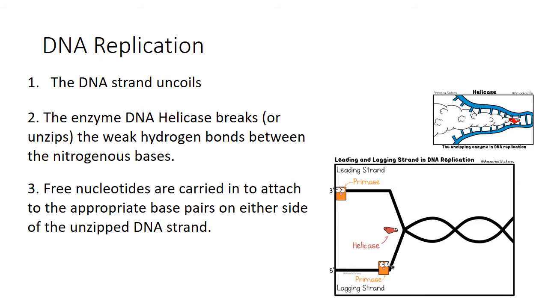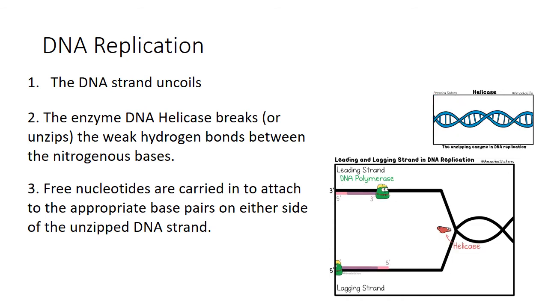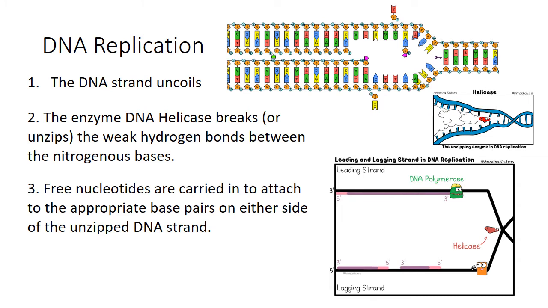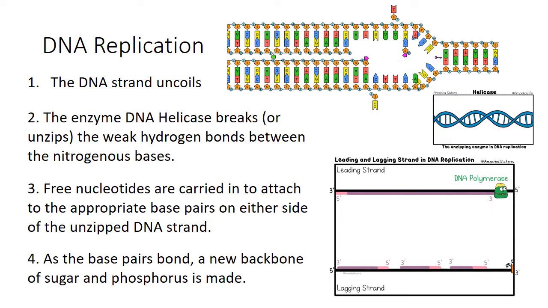Next, the free-floating nucleotides in your nucleus are going to come over and find their complementary base pair. Remember, apples in the tree, A pairs with T, cars in the garage, your G's are going to pair with C. As these pairs bond, a new backbone of the sugar and the phosphate is also going to form.